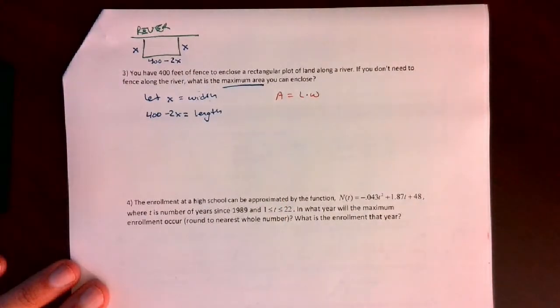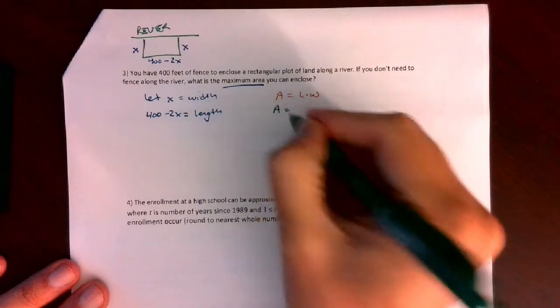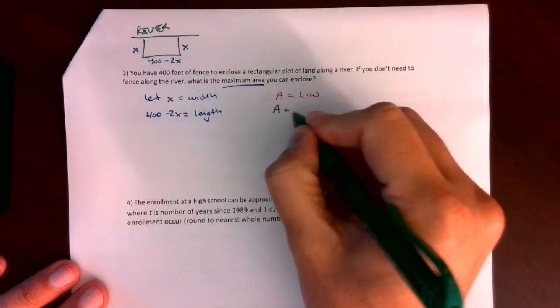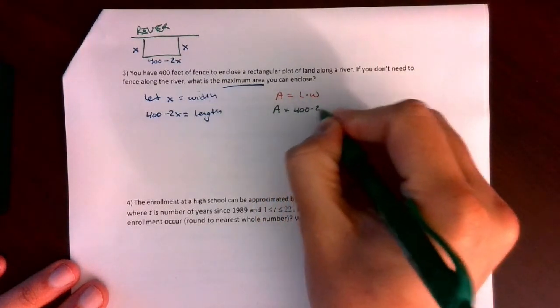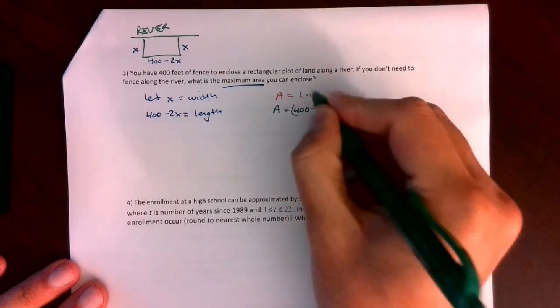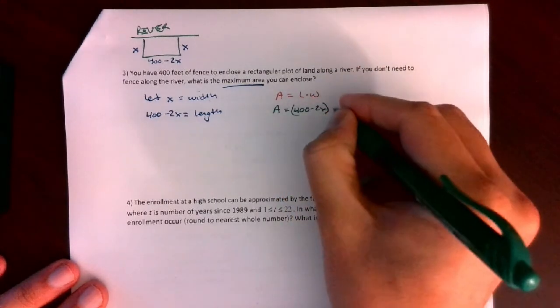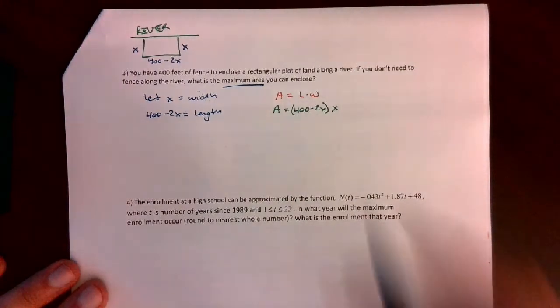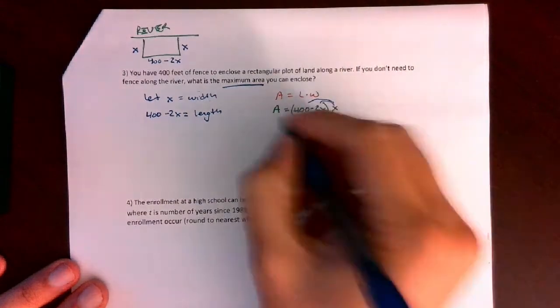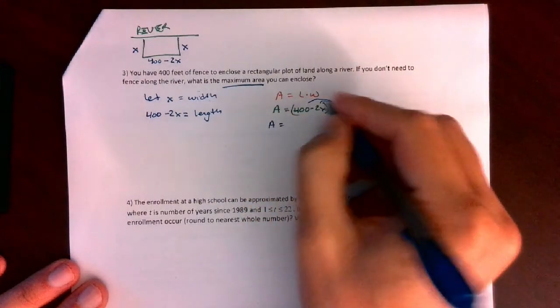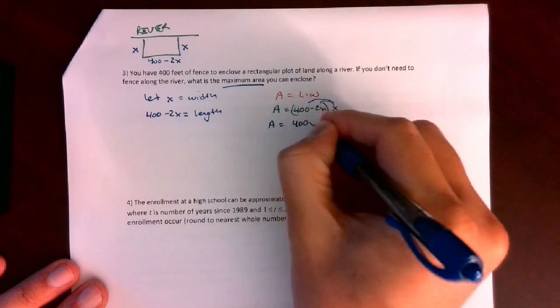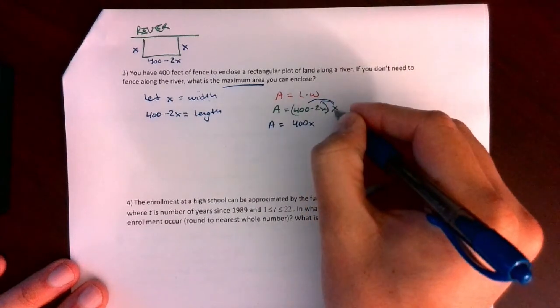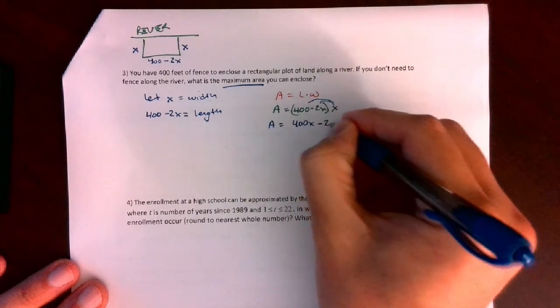And then let's actually find that equation. So we have area equals the length, which is 400 minus 2x, times the width. Make sure you put parentheses around this because the whole thing is times the width, which is x. And what I'm going to do is distribute the x through. So I get area is equal to 400x, and then minus x times 2x, which is minus 2x squared.